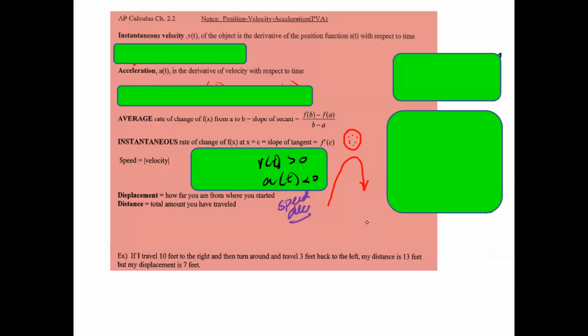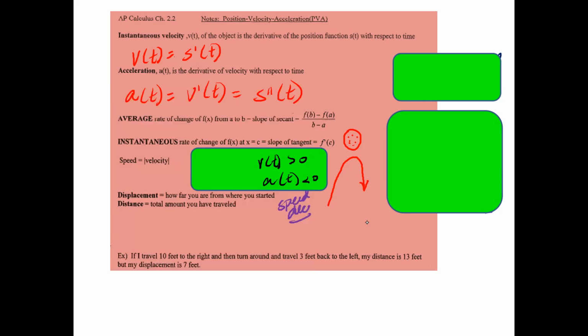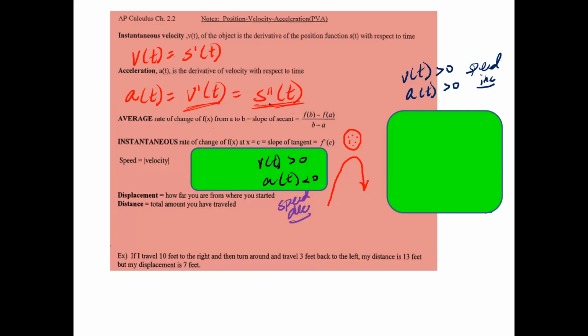So here we go. Instantaneous velocity, v of t of the object, is a derivative of the position function s of t with respect to time. So you know that the velocity is going to be the first derivative of the position function. So v of t equals s prime of t. Acceleration, a of t, is a derivative of velocity with respect to time. So in order to find the acceleration, you will need to find the first derivative of velocity or the second derivative of the position function.